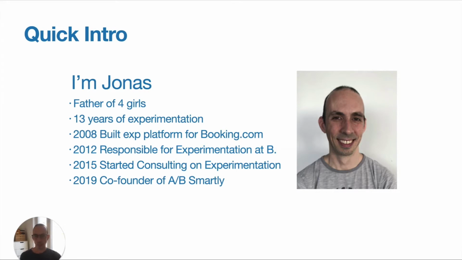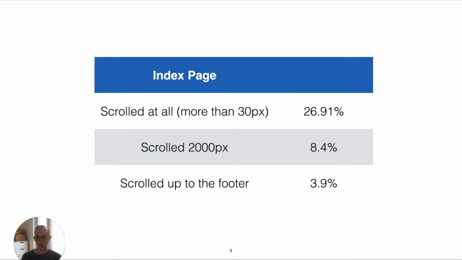In 2015, when I left Booking, Booking was running more than 1,000 experiments simultaneously all the time and starting more than 100 every day. And I started consulting on experimentation, helping other companies. In 2019, I became one of the founders of AB Smartly. Let's start with some data.